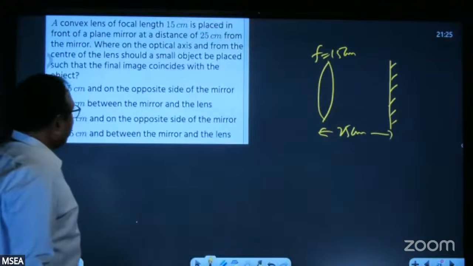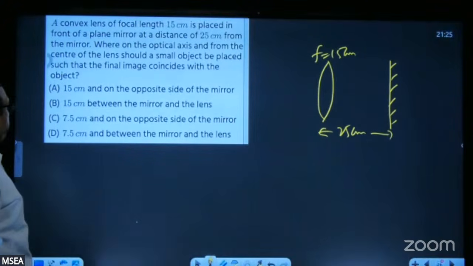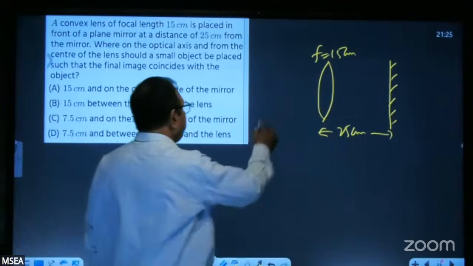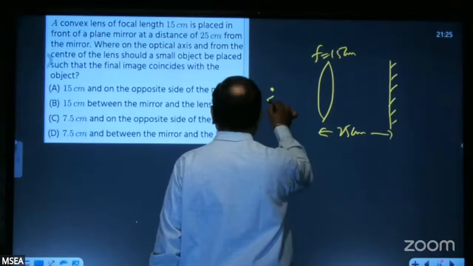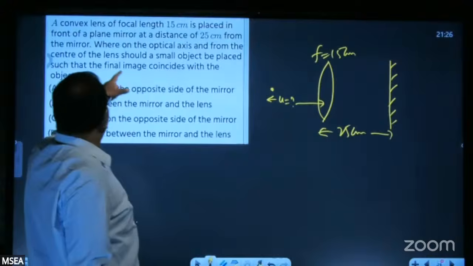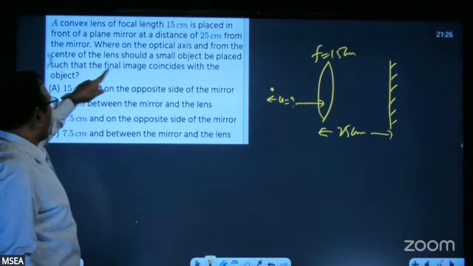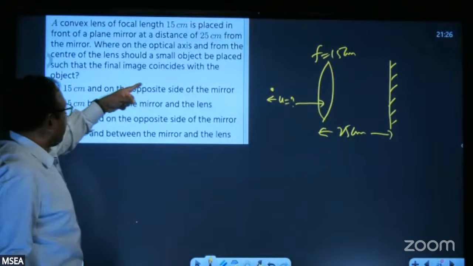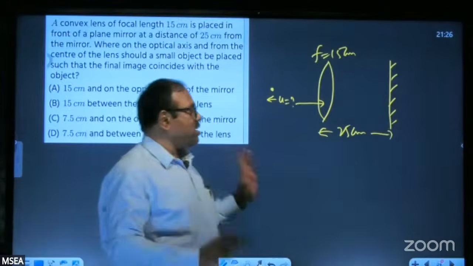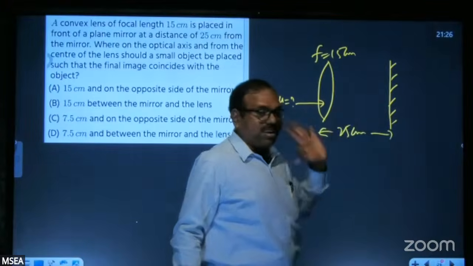Where on the optical axis and from the center of the lens should a small object be placed such that the final image coincides with the object itself? So this is asking where we should place the object. The same as the previous question, but the only difference is that instead of a convex mirror, a plane mirror is given.